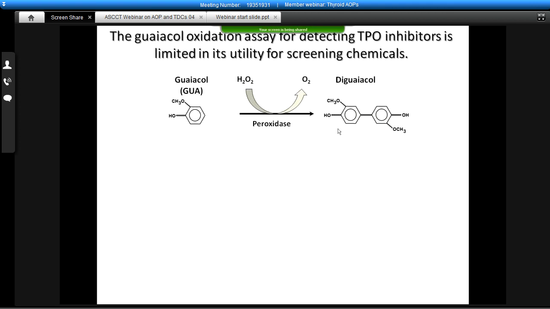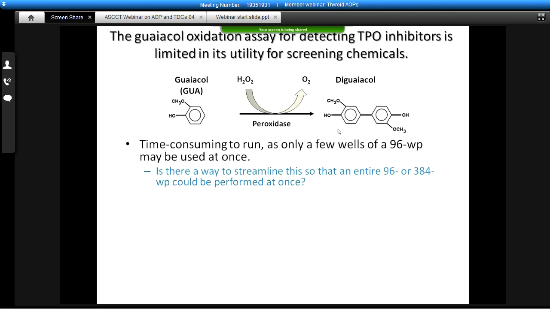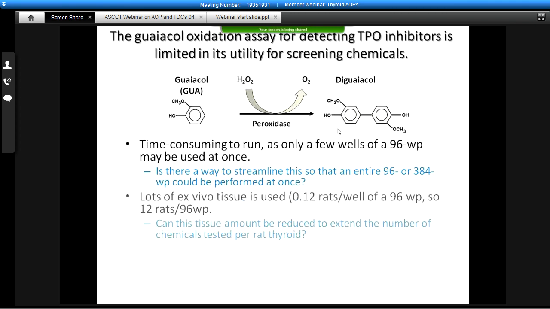The guaiacol assay, however, is limited in its screening utility. It's time-consuming to run, as only 3 to 8 wells of a 96-well plate may be performed and read at once due to the rapid reaction time, which must be monitored over 60 seconds. This method also uses quite a bit of rat thyroid tissue as the source of thyroperoxidase. So you can test about 12 reactions per rat; 12 rats would be needed for 96 reactions. So we'd like to extend the amount of testing we can do per rat thyroid and reduce animal use.